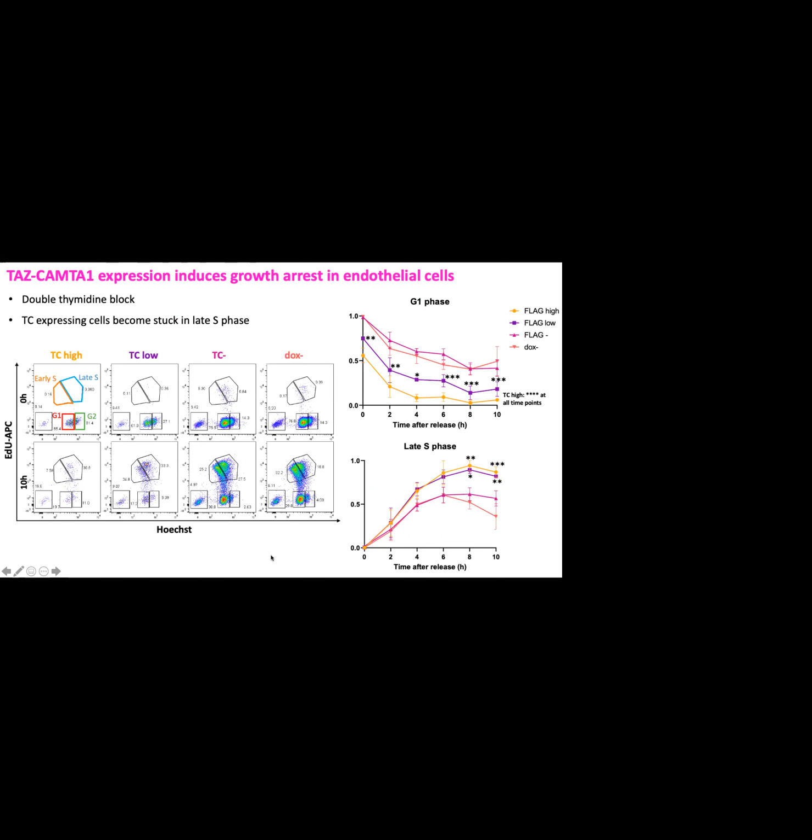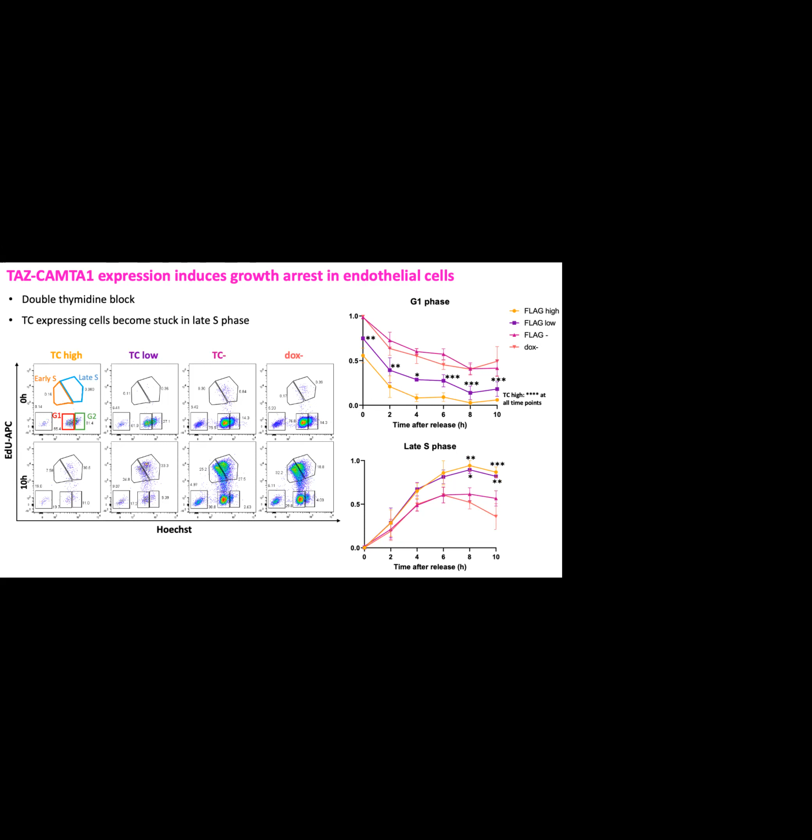So next we looked a bit deeper into the cell cycle and looked at the distribution within the cell cycle phases of TAS-CAMT1 expressing endothelial cells. So I did a cell cycle synchronization here to synchronize the cells to the G1/S phase boundary. And then you release the block and follow the cells as they come out of this block.